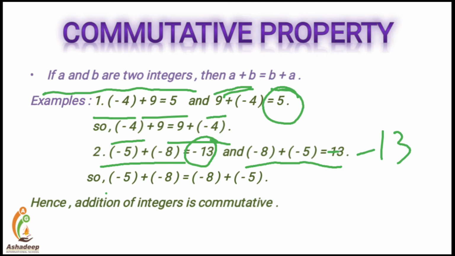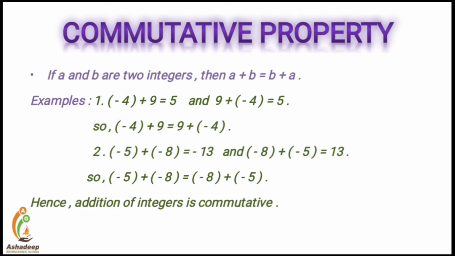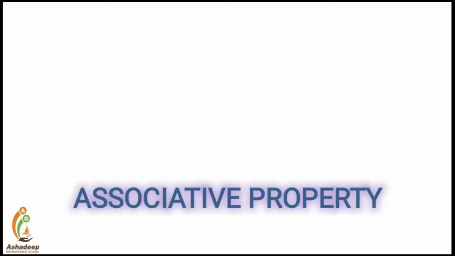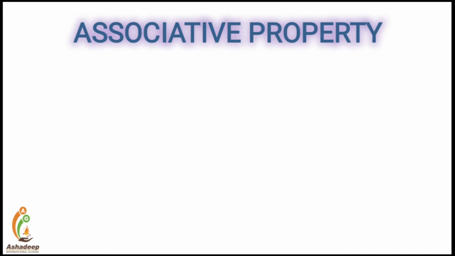So we can say that minus 5 plus minus 8 is equal to minus 8 plus minus 5. So we can say that addition of integers is commutative. Clear? Let's move to the next.